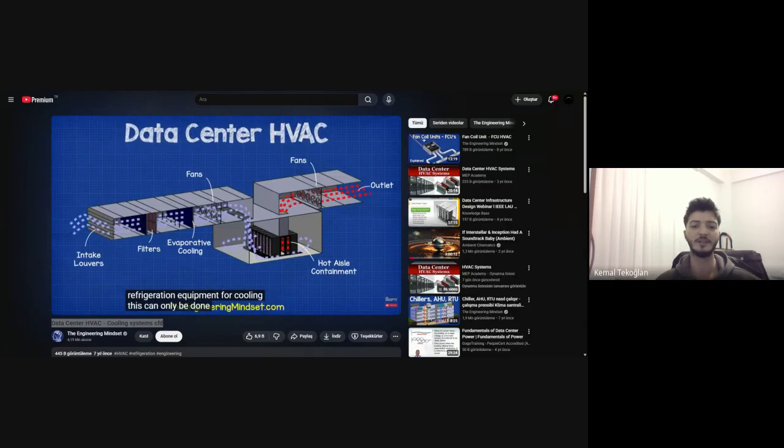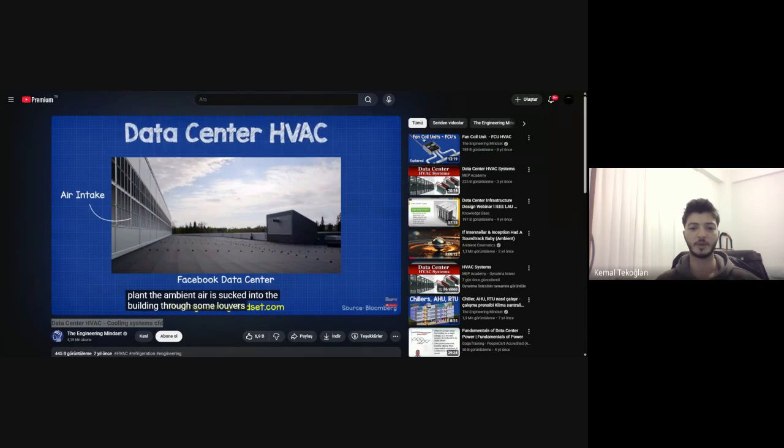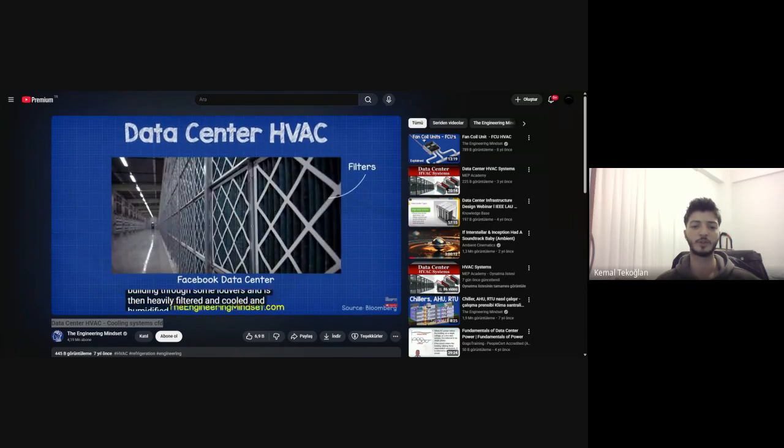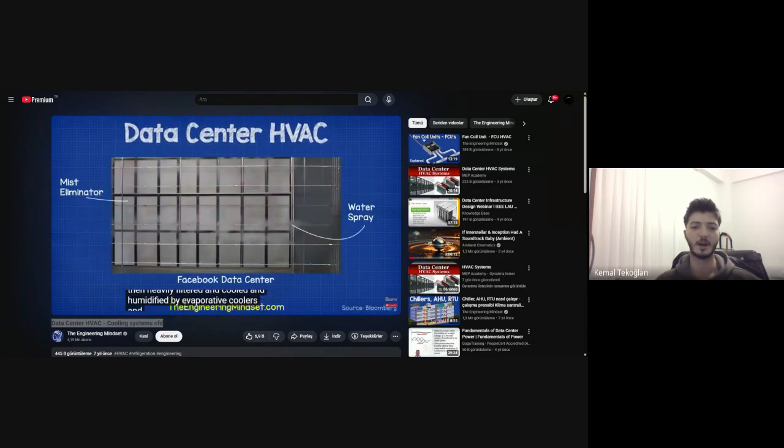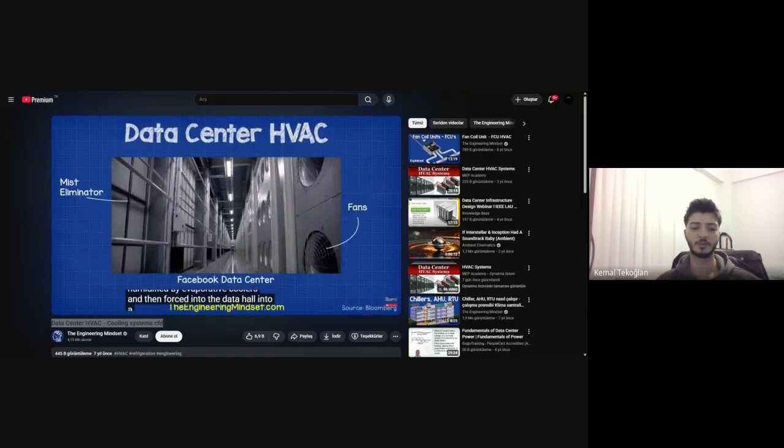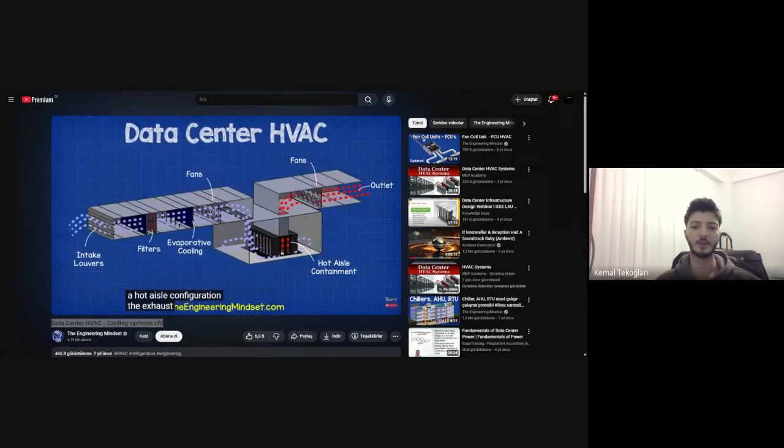This can only be done in some regions of the world where ambient conditions are right, but it allows data centers to cool their servers without any refrigeration plant. The ambient air is sucked into the building through some louvers, and it's then heavily filtered and cooled and humidified by evaporative coolers, and then forced into the data hall into a hot aisle configuration. The exhaust of the hot aisle is then connected to another set of fans, which pulls the hot air out and discharges this off into the atmosphere.